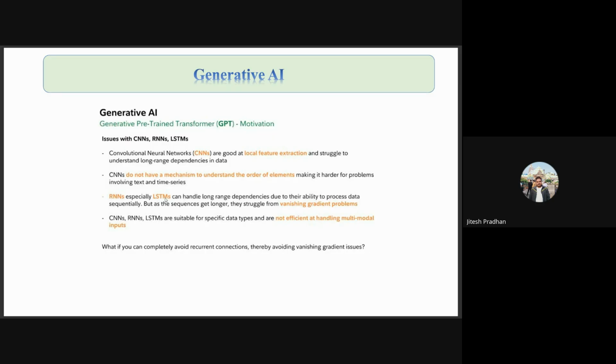It's long short-term memory, just an advanced version of RNN. It basically deals with remembering long dependencies. LSTM can handle long range dependency due to its ability to process data sequentially. But in case the sequence is longer, let's say if it's a one sentence sequence, LSTM will work fine. Now let's say we are giving an entire page as input. Then there will be very long range dependency. Now what happens in the case of LSTM? It suffers from the vanishing gradient problem.